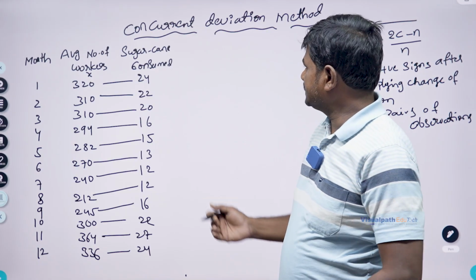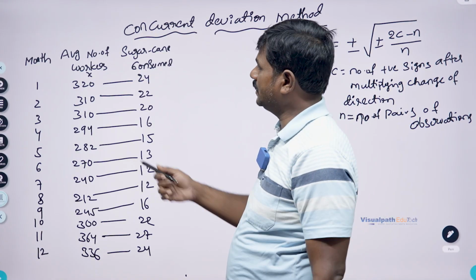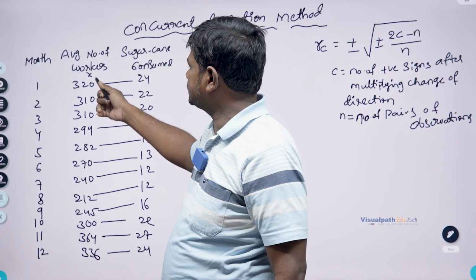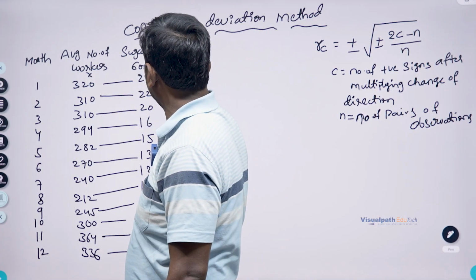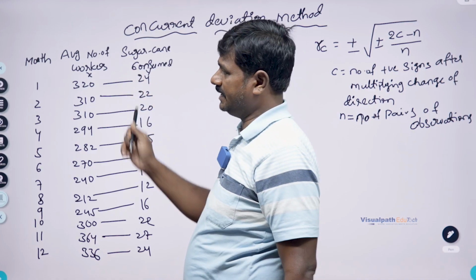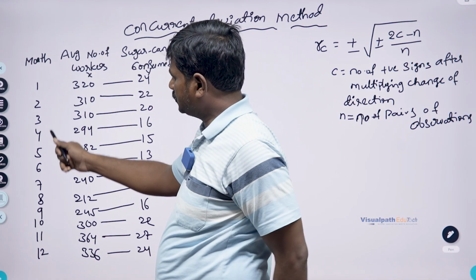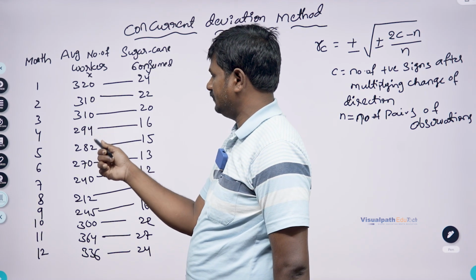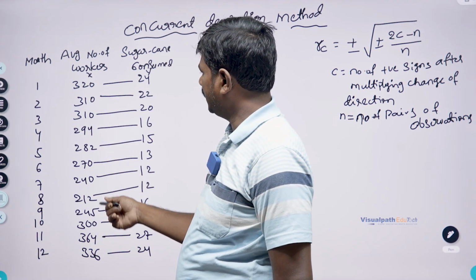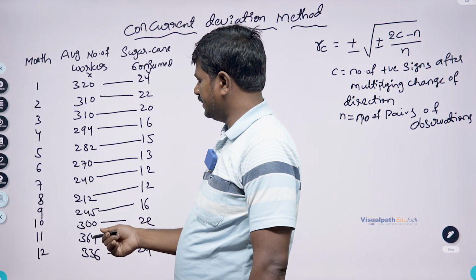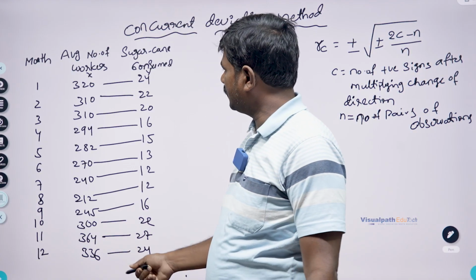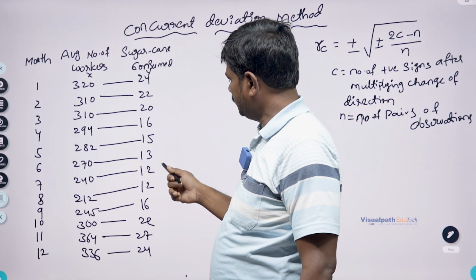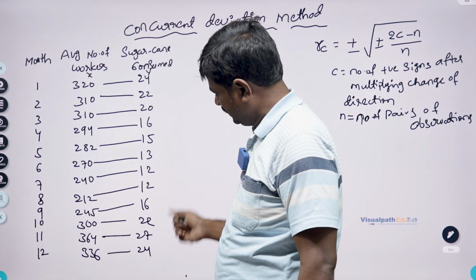Next, one more example we'll consider for this concurrent deviation method. Here we have the information: months 1, 2, 3, and so on, the average number of workers X, and sugar cane consumed Y. How many months have we taken? 12 months in a year. The workers are 320, 310, 310, 294, 280, 270, 240, 212, 245, 300, 364, 336. And the sugar cane consumed is 24, 22, 20, 16, 15, 13, 12, 12, 16, 22, 27, 24.